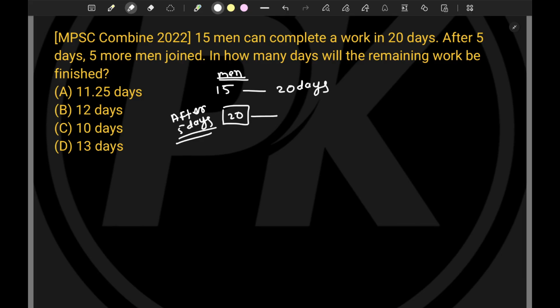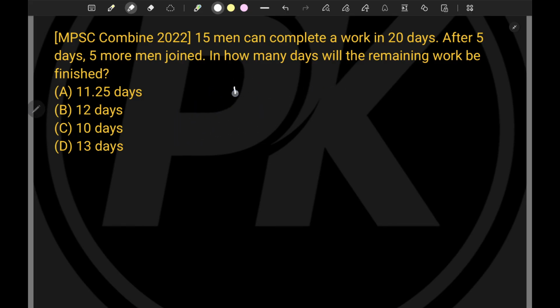Now when you read this problem, just apply some logic here. They have not mentioned the efficiency of any person. So can we consider that each man is doing the work with the same efficiency? Can I put it in this way? I can, right?